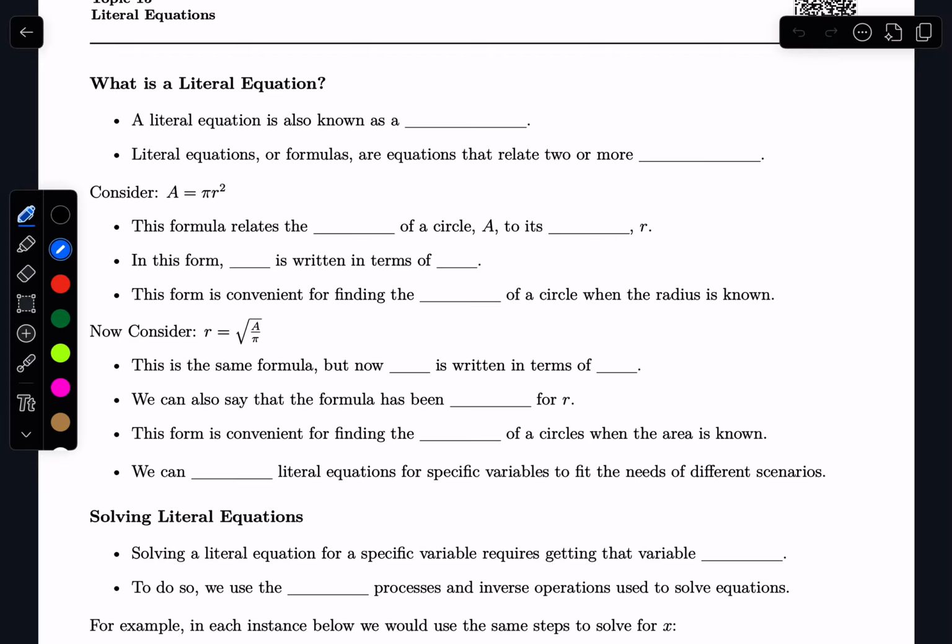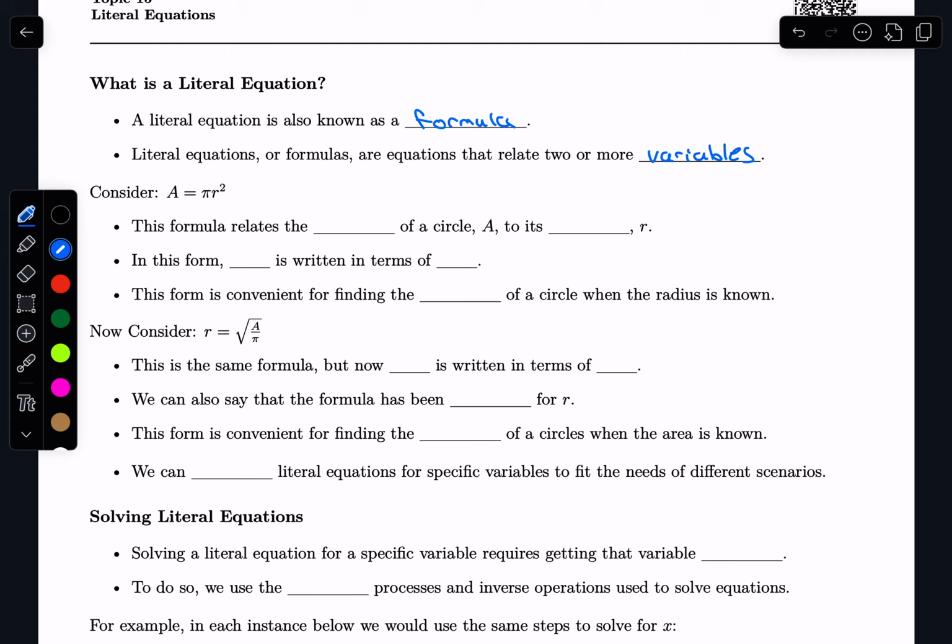We're going to dive straight into this one with what is a literal equation. Most of you have probably never heard this term before, and to be quite honest with you, even within the math community, we don't use this phrase literal equation all that often because generally we just call it a formula. So that's our first bullet here. A literal equation is also known as a formula. Literal equations or formulas are equations that relate two or more variables.